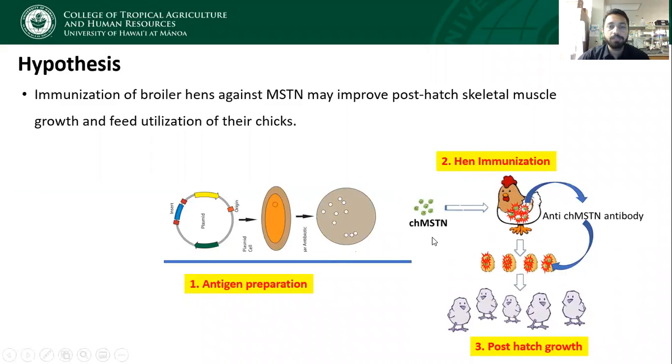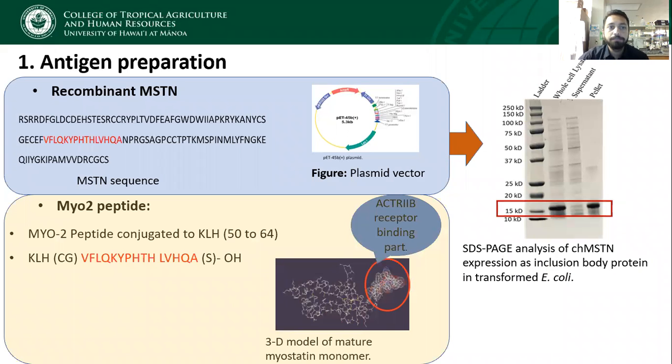For this hypothesis, we have three small experiments. I'm going to talk about the experiment and the results side by side. Antigen preparation. For this, we have two antigens, recombinant myostatin and myo-2 peptide.